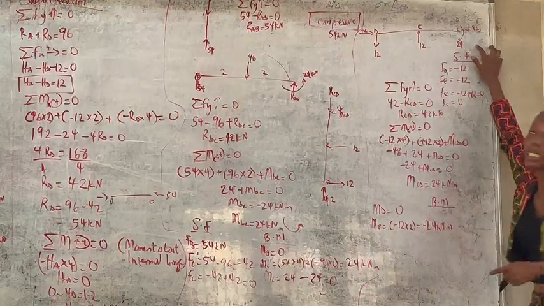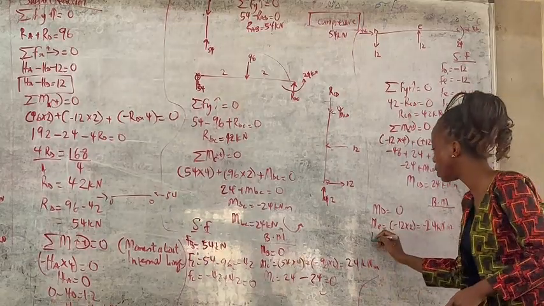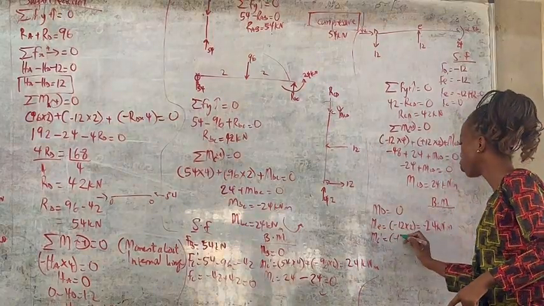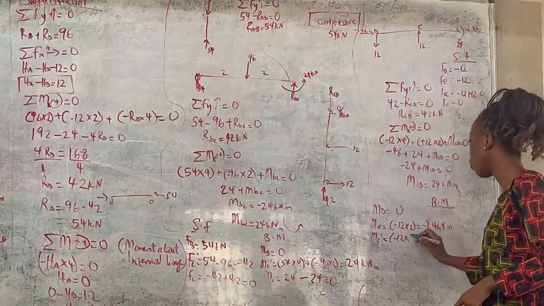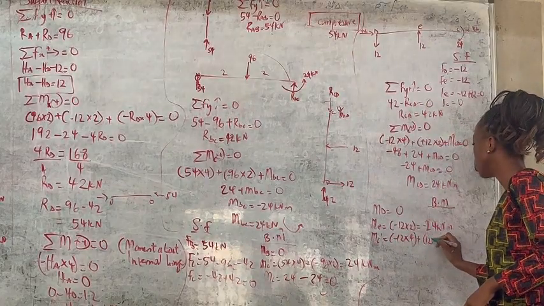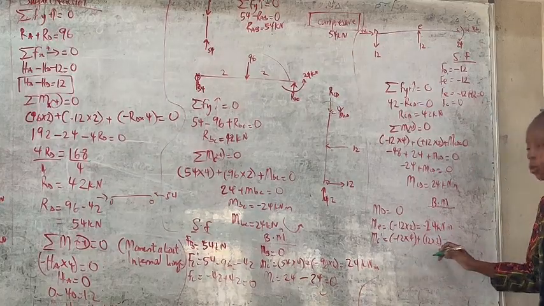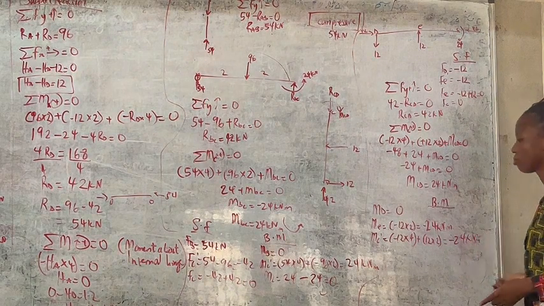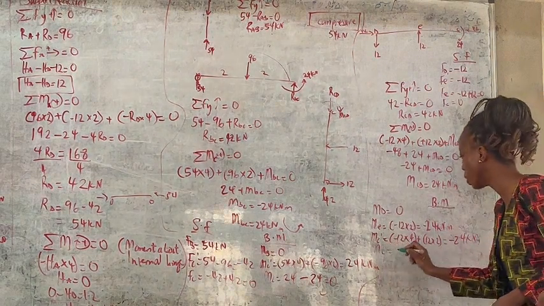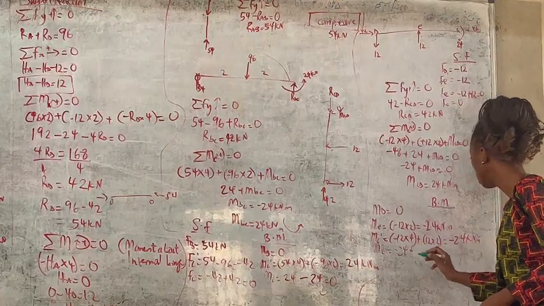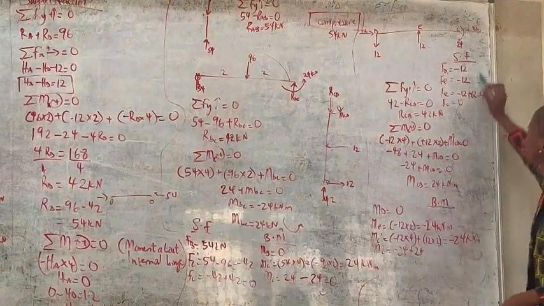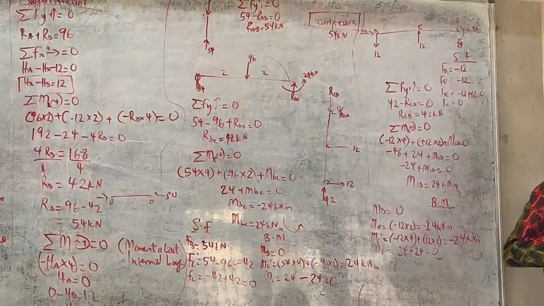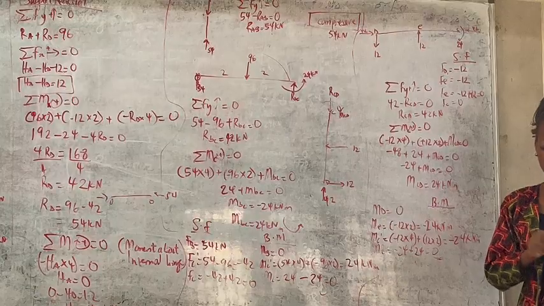Now MC, there's a moment at C. So we are going to have MC prime, like we did in the other one, which is going to be minus 12 times 4 plus 12 times 2. That's minus 48 plus 24, which is negative 24 kilonewton meters. Then MC itself is negative 24 plus 24, which is 0. Bending moment is balanced. So the last thing I will just do.